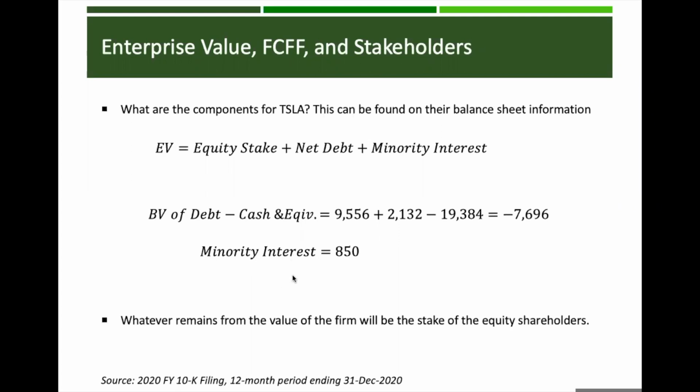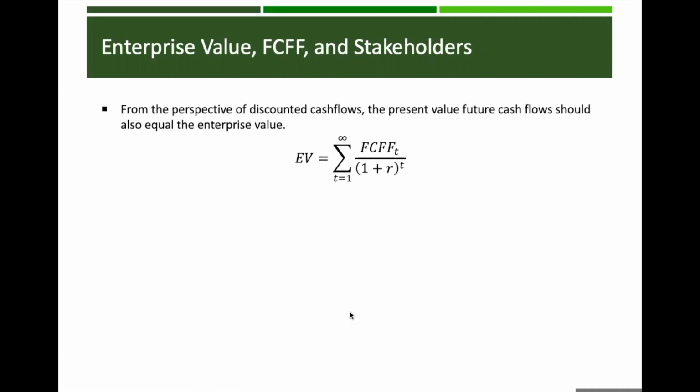Another item. Whatever remains will be the stake of the equity shareholders. So it's really weird. The enterprise value is equal to the equity stake minus 7.7 billion plus 850 million.